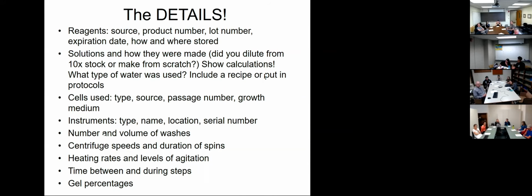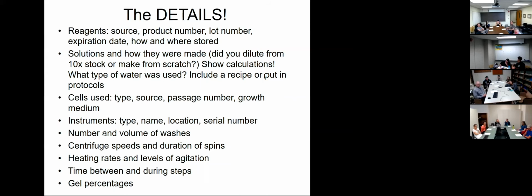When you make solutions, you want to tell how you made them. You can actually give the actual recipe. You can tell whether you made it from scratch, each individual item, or if you had a 10x stock and you just diluted it, but tell how you diluted it. Show your calculations for it. What kind of water did you use? Did you use RO water or DI water, tap water, some other type of water? Put that all in there.